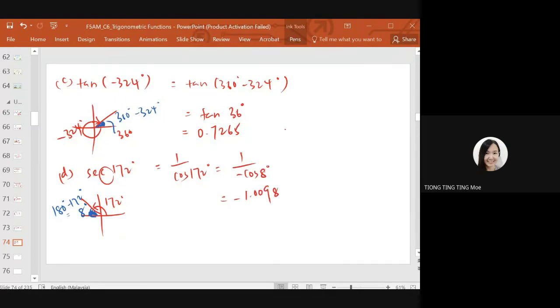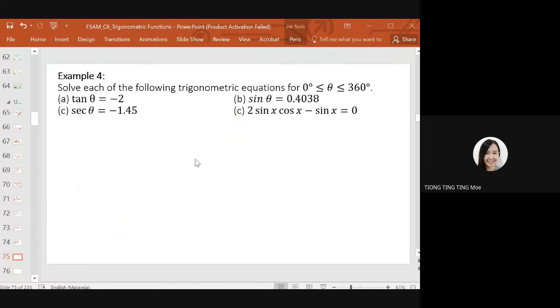Okay. Next example. Example 4. Solve each of the following trigonometric equations for the angle between 0 to 360 degrees. This is an important part. So look at A. Tangent theta equal to negative 2. At first you see this negative, so for a negative value we have to determine the quadrant. Quadrant 1, 2, 3, 4. In which one will tangent be negative?